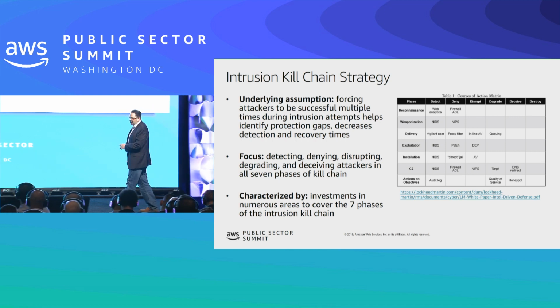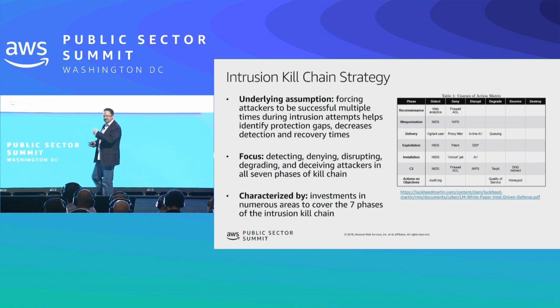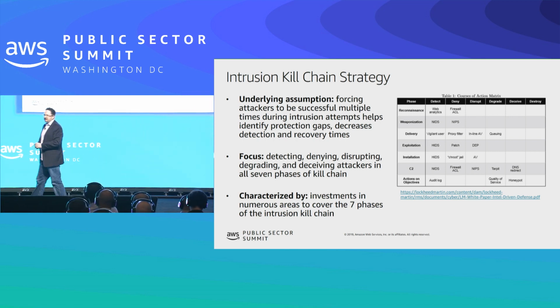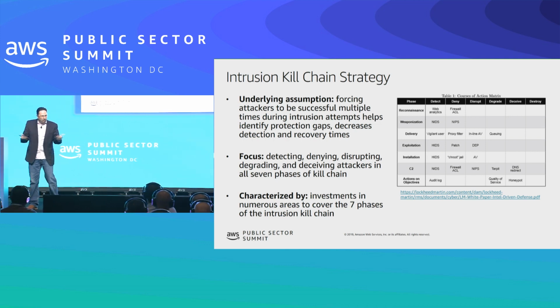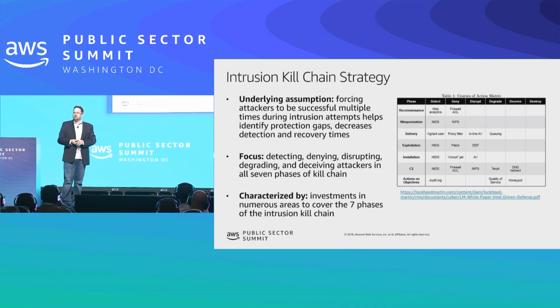And then finally, actions on objectives, right? So what are they doing? Are they siphoning off data? Are they just trying to stay there and watch what's happening? What are they doing? Okay, that is the kill chain.